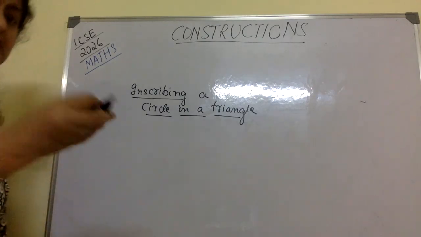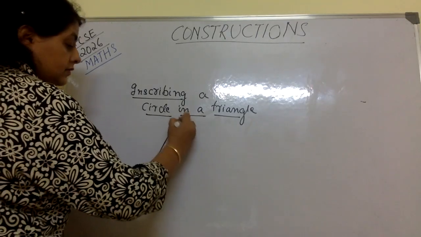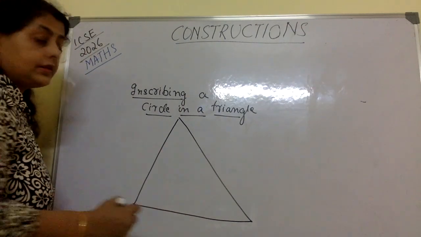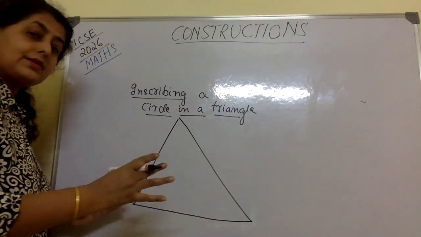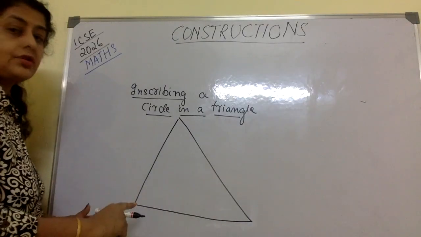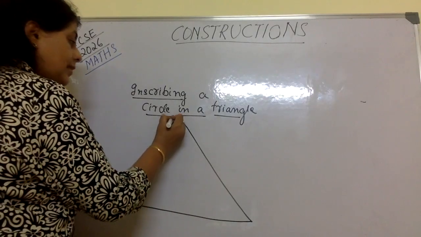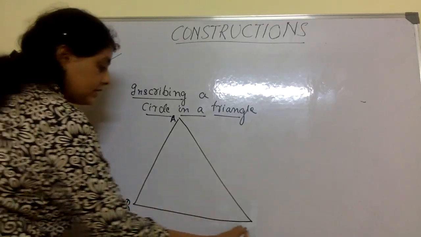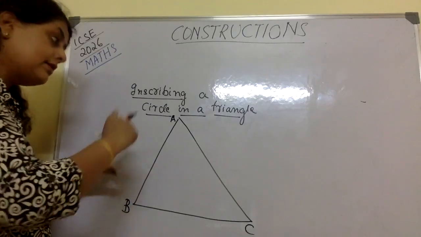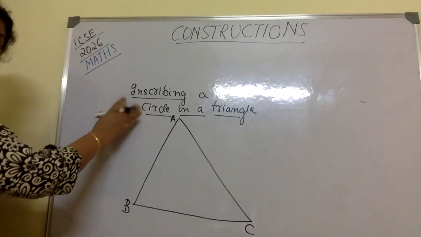Now here is the triangle. Now this triangle construction, as I have told, I'll make a separate video for the construction of the triangle. I am not going into the construction of this triangle. I'll just name it A, B, C. Now inscribing a circle in a triangle, okay, in a triangle. So that is a very important question for your exam.